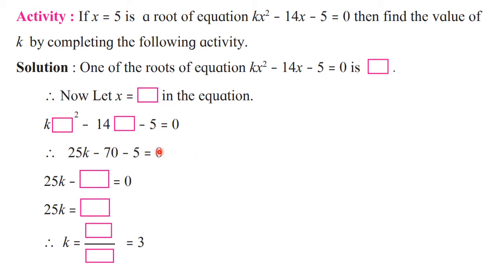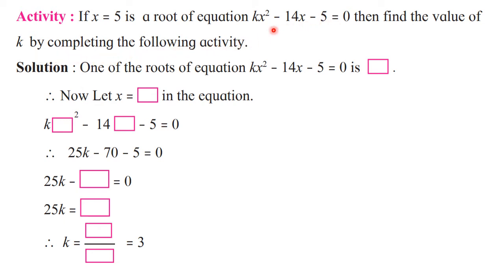All the steps are similar, only these values are going to change. So let's see what the activity is now. Here, if x is equal to 5 is a root of the equation kx square minus 14x minus 5 is equal to 0, then find the value of k by completing the following activity.